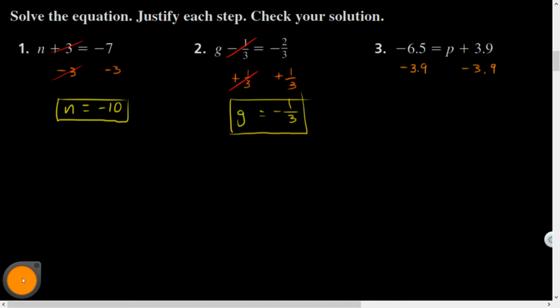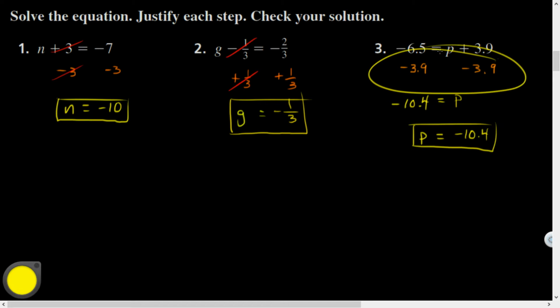It's still going to be equal. And let's see. I'm going to subtract 3.9 both sides. I would reach for a calculator there possibly. It's going to become more negative. And I get negative 10.4 is equal to P. Well, let's put the P on the left side here. So that's the same as P equals negative 10.4. And the property I used was the subtraction property of equality. That I can take something away from two sides of a balanced equation and it will still be equal.